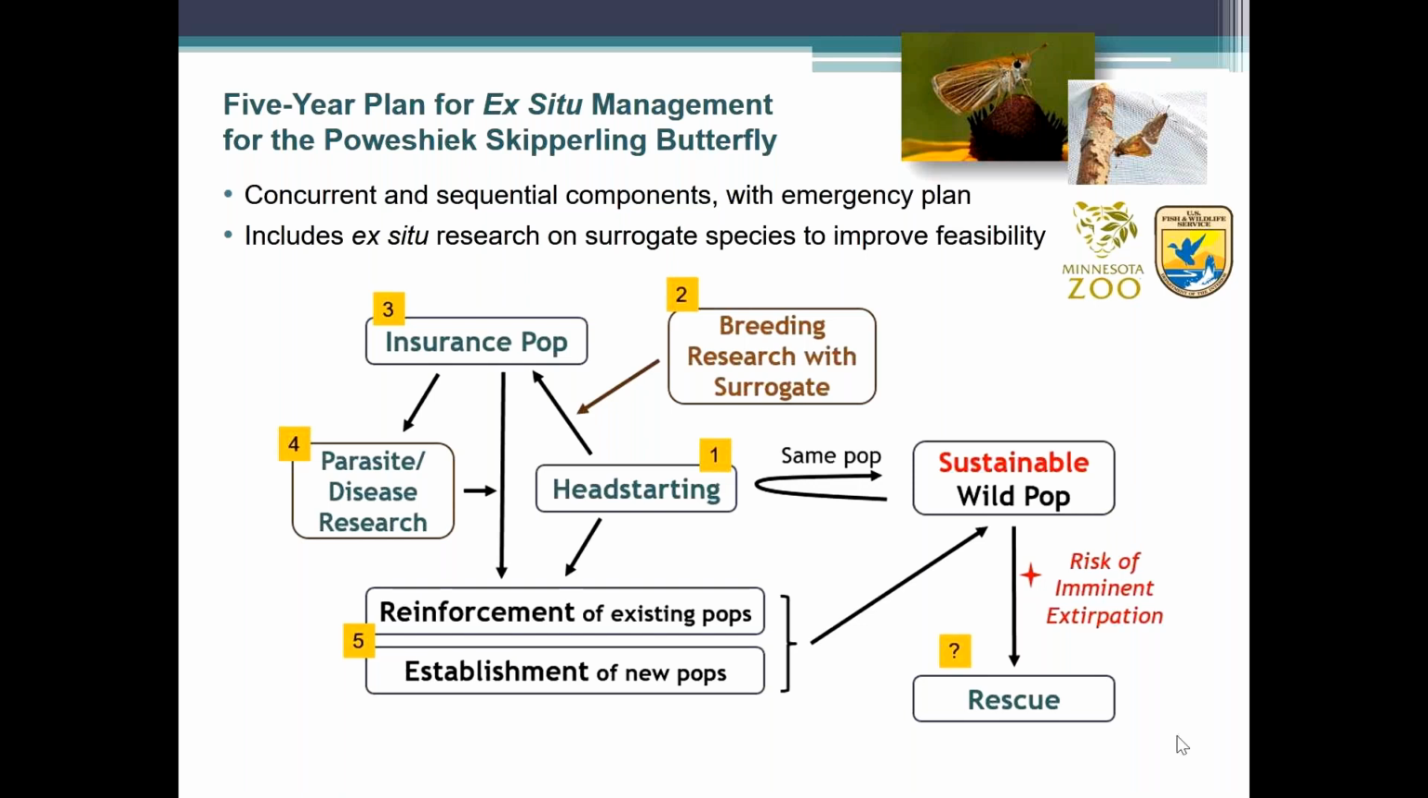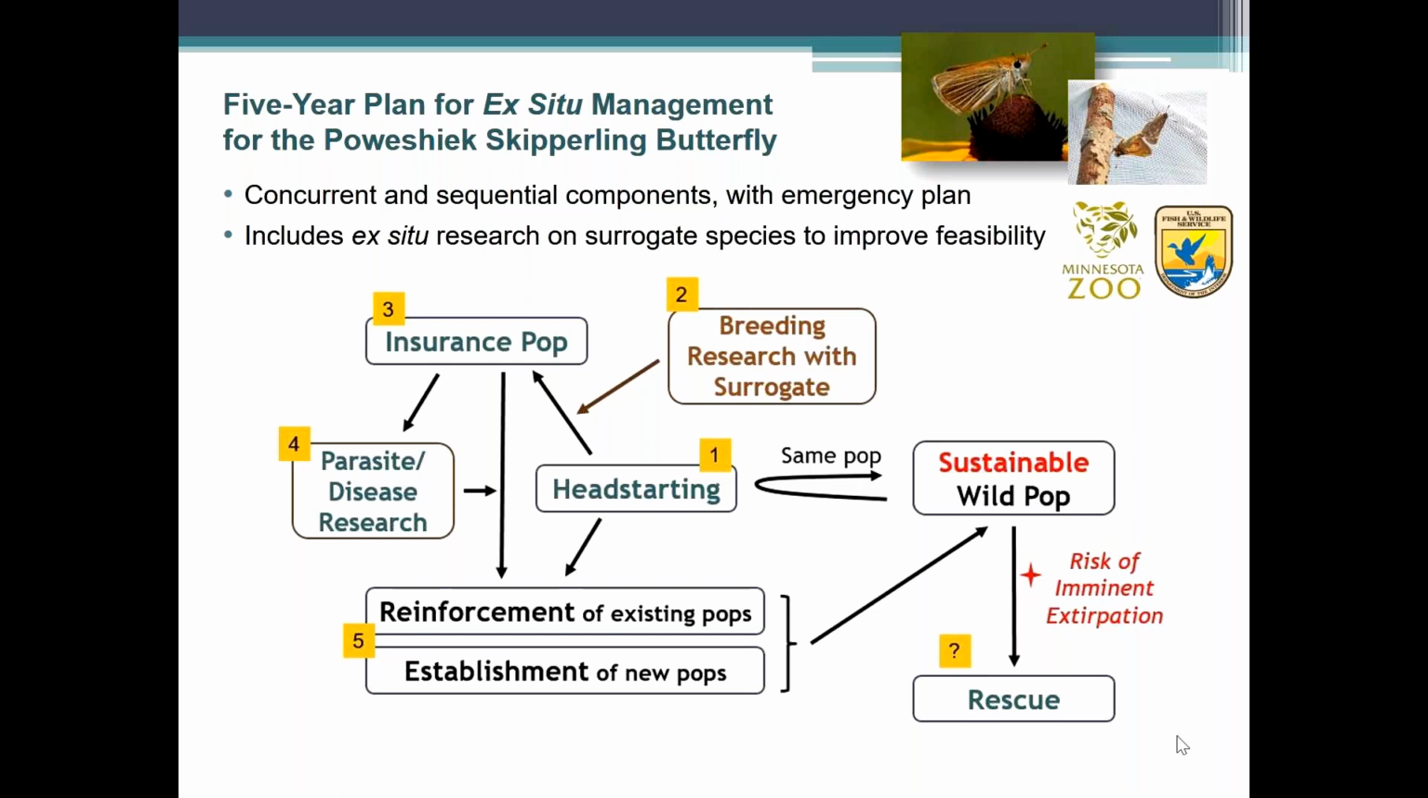Because in the beginning, there was not enough expertise to do a captive breeding program to either have an insurance population or as a source for release. But they can do head starting of raising eggs through caterpillars up to the adult stage. So they were starting slow and using a surrogate species to learn more about captive breeding before going to the more endangered species and applying those techniques.